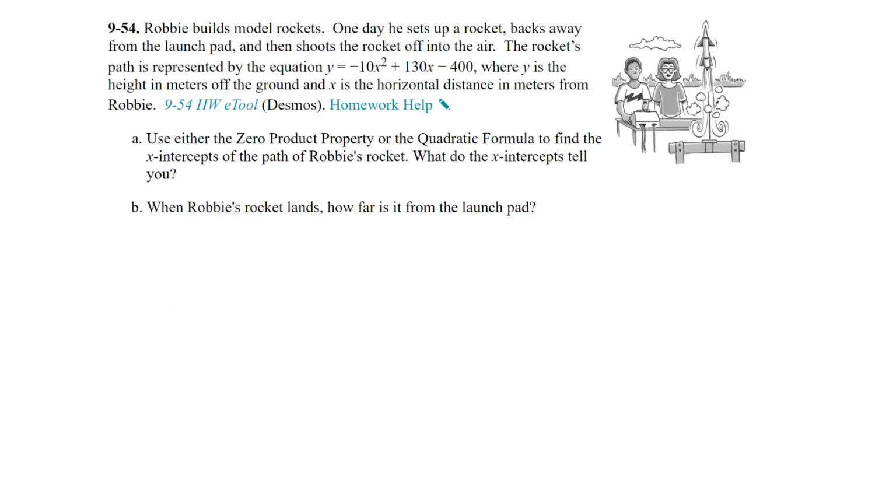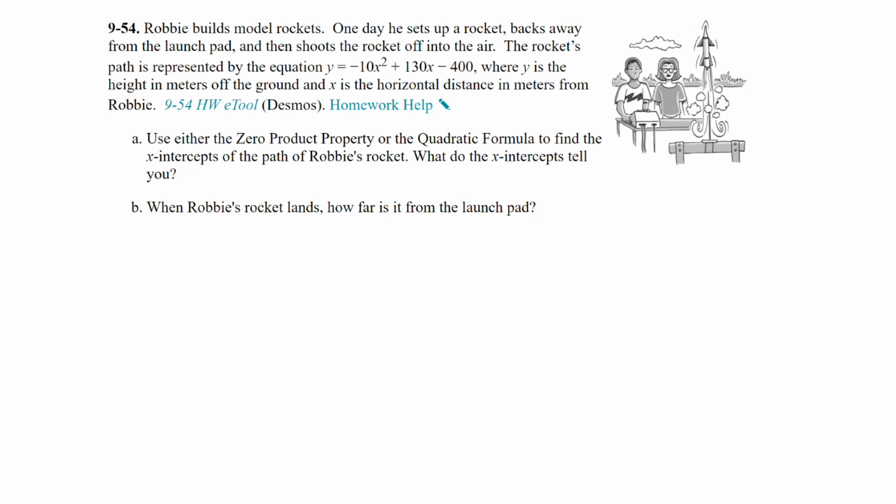Question 54. Robbie builds model rockets. One day he sets up a rocket, backs away from the launch pad, and then shoots the rocket off into the air. The rocket's path is represented by the equation y equals -10x squared plus 130x minus 400, where y is the height in meters off the ground and x is the horizontal distance in meters from Robbie. So 2 parts. A, use either the zero product property or the quadratic formula to find the x-intercepts of the path of Robbie's rocket. What do the x-intercepts tell you? And then when Robbie's rocket lands, how far is it from the launch pad?